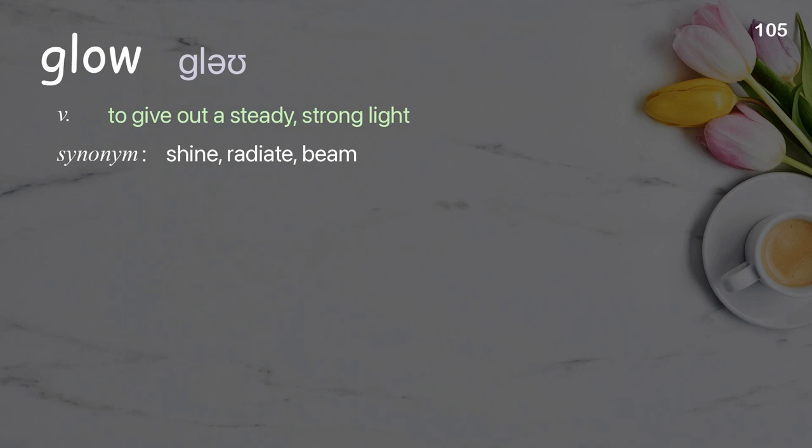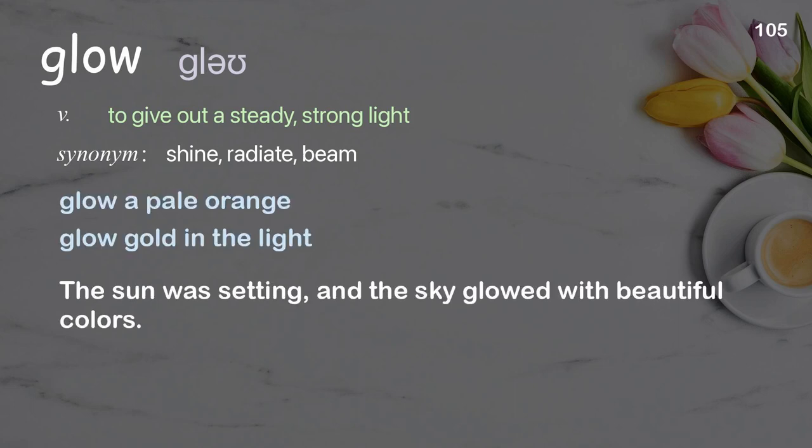Glow. To give out a steady, strong light. Examples. Glow a pale orange. Glow golden the light. The sun was setting, and the sky glowed with beautiful colors.